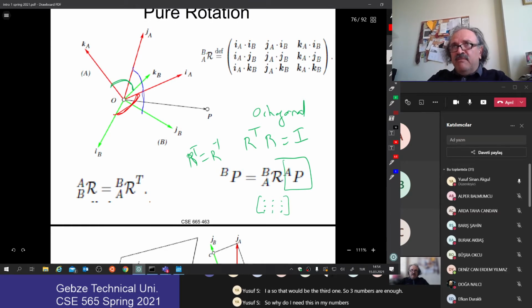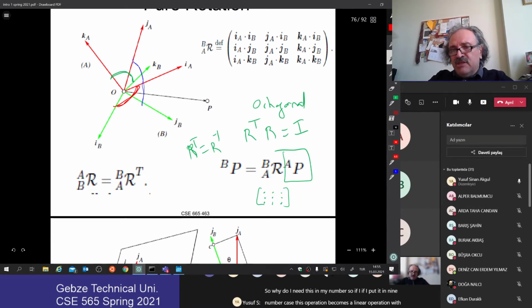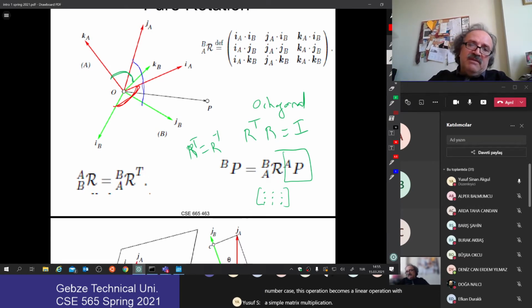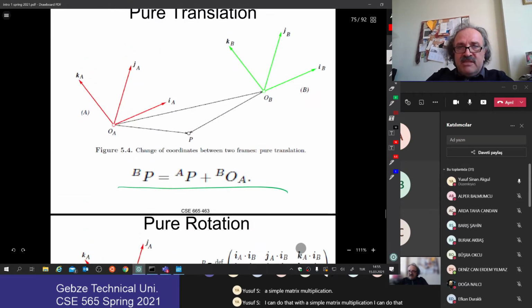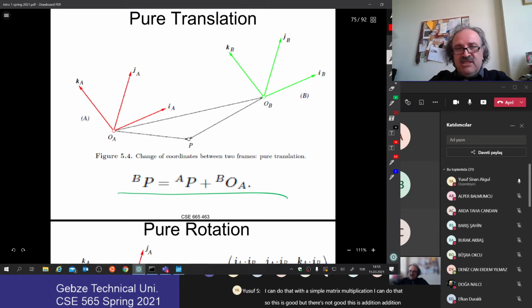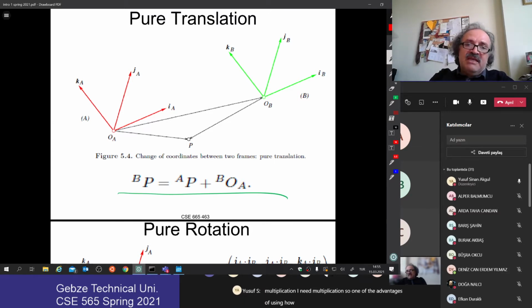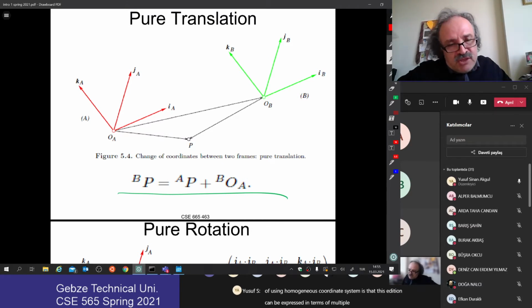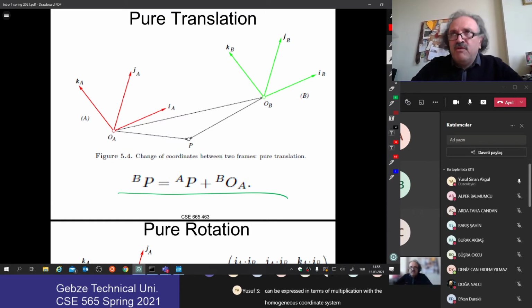If I put it in the 9 number case, this operation becomes a linear operation. With a simple matrix multiplication, I can do that. So this is good. But this is not good. This is addition. Addition is not good because addition is not linear. Okay? I need multiplication. One of the advantages of using the homogeneous coordinate system is that this addition can be expressed in terms of multiplication, and I'm going to show you in a few minutes.